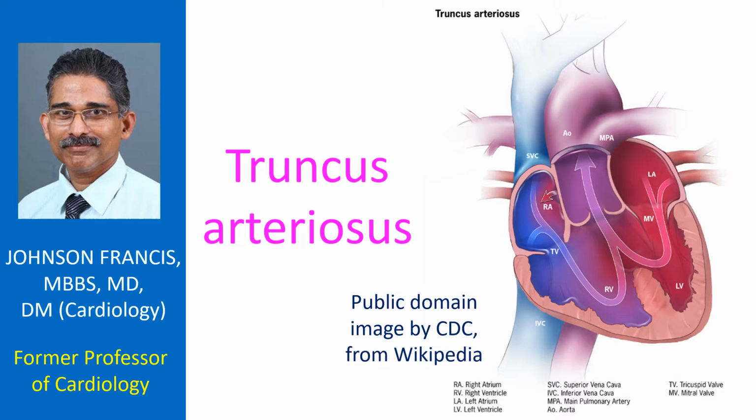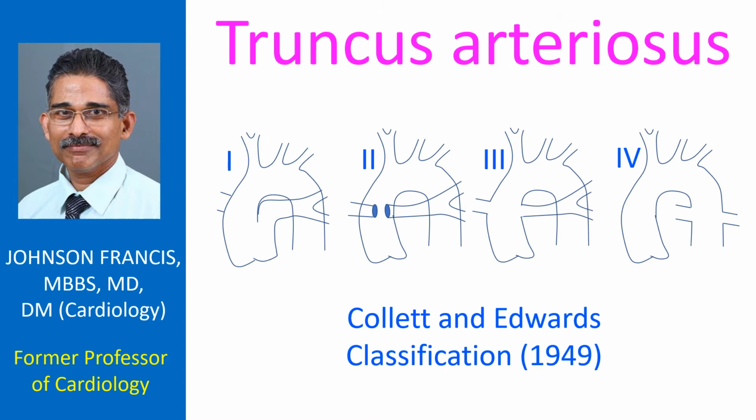In type 1, a common pulmonary trunk arises from the truncus arteriosus and divides into left and right pulmonary arteries. In type 2, the two pulmonary arteries arise separately but adjacent to each other from the truncus. In type 3, the two pulmonary arteries arise separately from either side of the truncus.